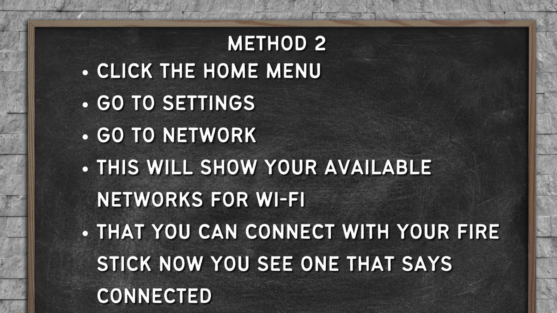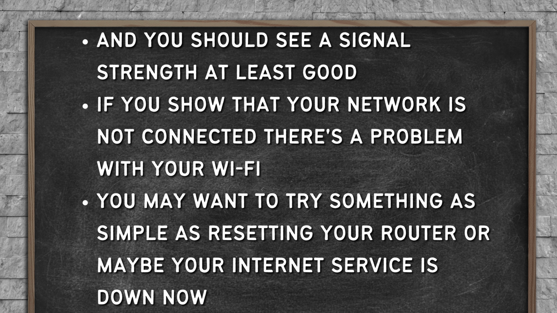Method 2. Click the home menu, go to settings, go to network. This will show your available networks for Wi-Fi that you can connect with your Fire Stick. Now you see one that says connected, and you should see a signal strength of at least good. If it shows that your network is not connected, there's a problem with your Wi-Fi. You may want to try something as simple as resetting your router, or maybe your internet service is down.